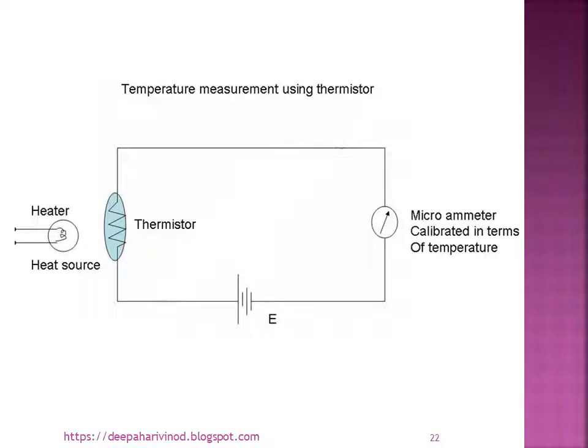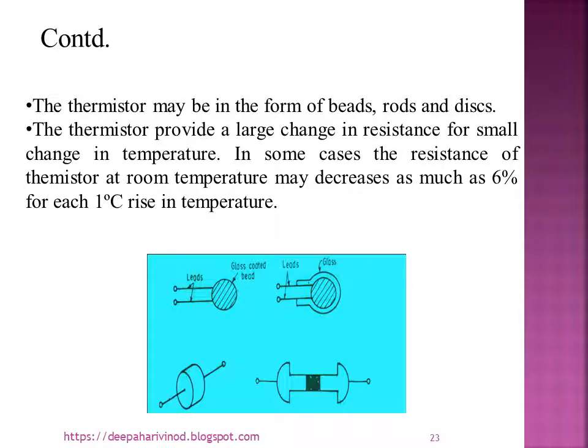So here we can see a circuit, temperature measurement using thermistor. Here the thermistor is placed, a supply is given and a meter is used to calibrate in terms of temperature. This is a heat source. The thermistor may be in the form of beads, rods, discs. Different types of thermistor are shown here.